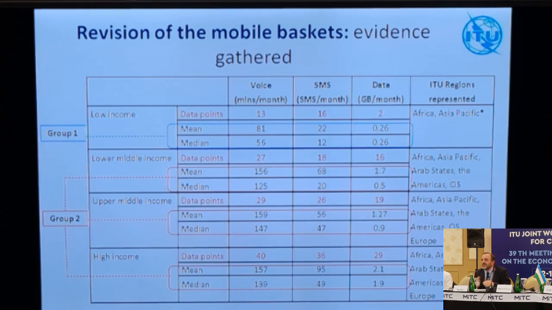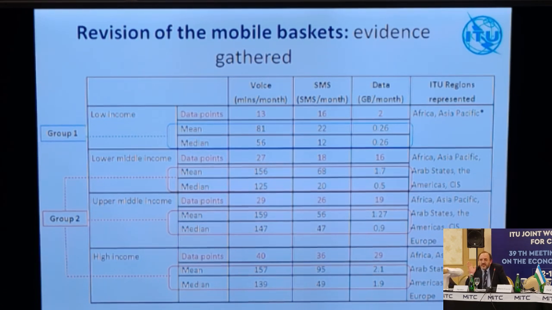And the results were really curious. This work was an extremely interesting exercise. It was presented in the ECTI meeting in 2018, and these updates were approved. And it was very interesting to see a couple of things. You can see them in the table. Look at the mean consumption for voice. This is average consumption in terms of minutes of voice for the low income, the low middle income, the upper middle income, and the high income countries.